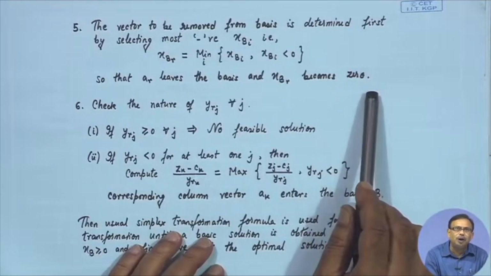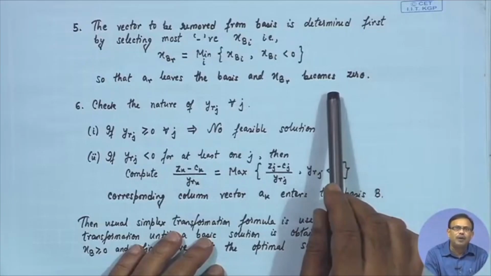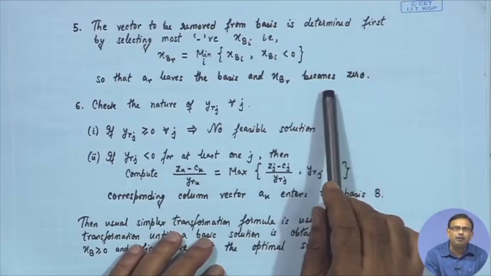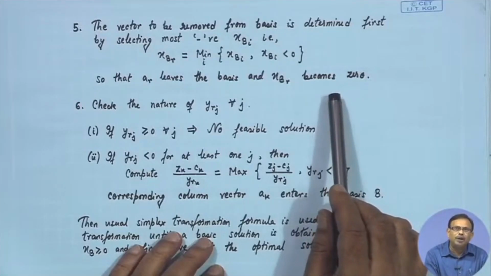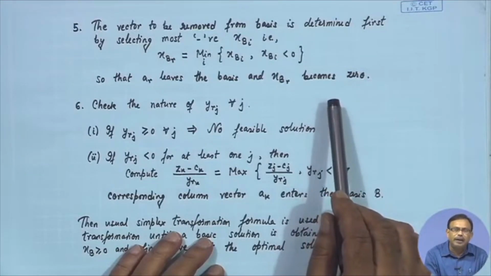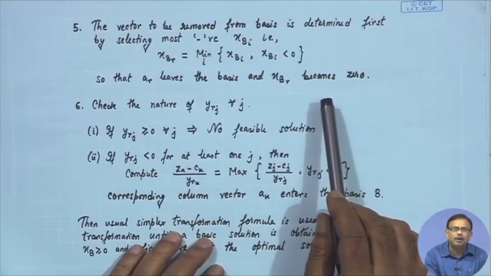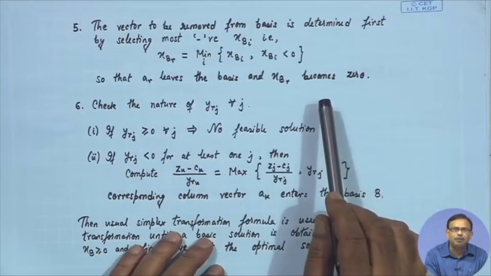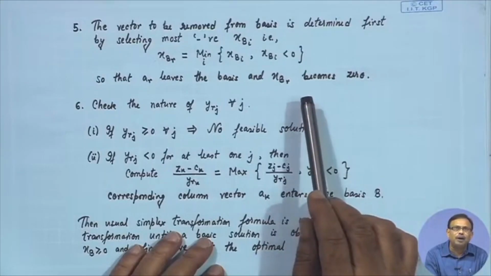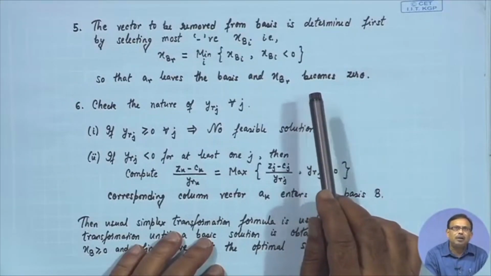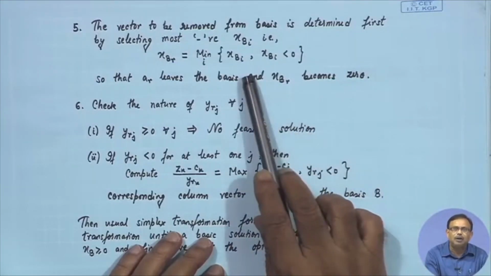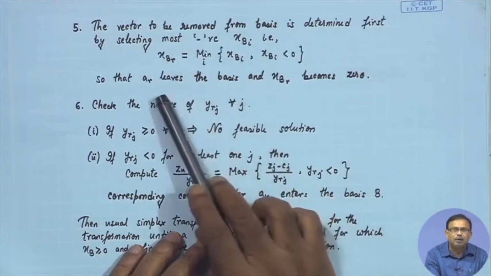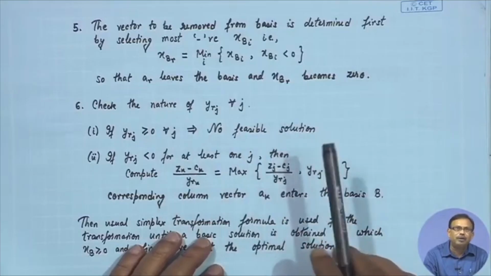So, please note this one: what will be the departing vector is what we decide first, compared to the normal simplex method, where we were deciding what will be the entering vector first by checking the z j minus c j value. So, here what will be the departing vector, we check by comparing the values of the vectors of the basis, that is x b i, and the minimum of this x b i, which is equal to x b r, then a r will be the departing vector.